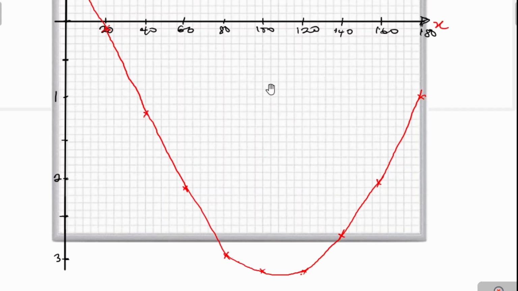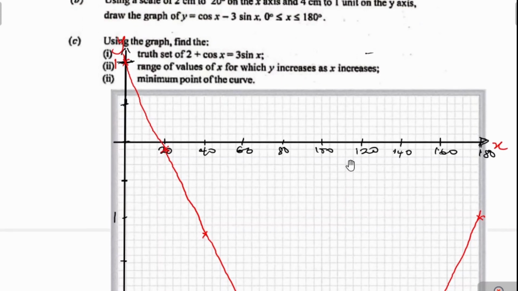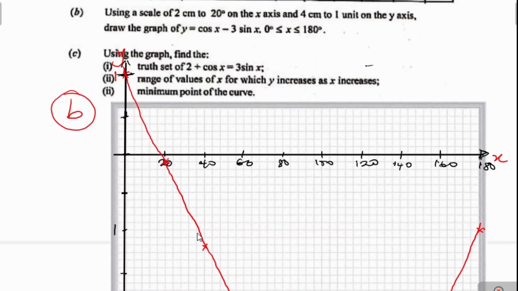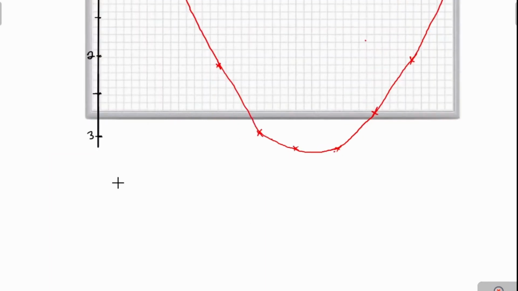Alright, so I managed to connect my points to get this as my graph, and this answers the B part of the question. We take the C part, which is interpretation of the graph. The first part, which is the I, says that using the graph, find the true set of 2 plus cos x equals 3 sin x. The first thing we need to do is work on this for it to look like y, so that we can compare with the graph, which is the y. Remember that this is our graph y, so we need to solve it to get y so that we can compare it with the graph.